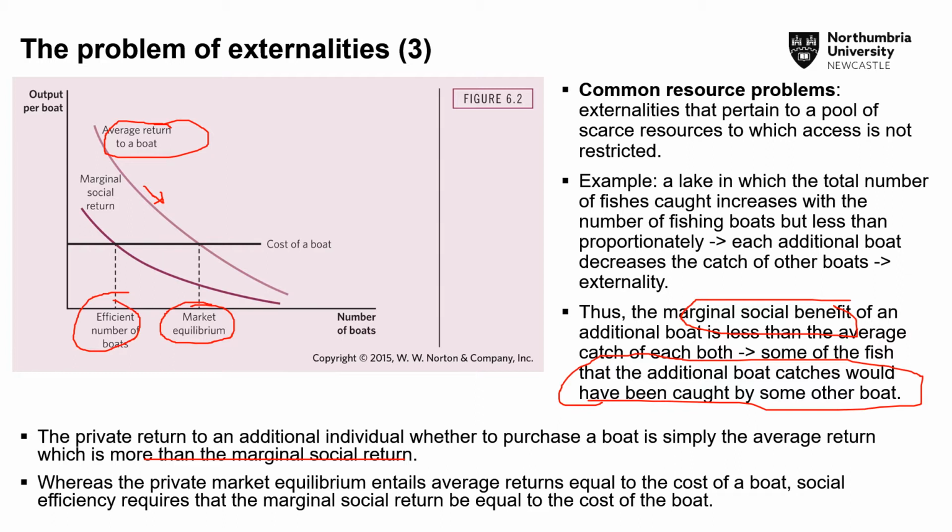So again, this presents itself as a problem. We have an externality, and that leads to too many boats fishing. Okay. In other words, what is happening is that the marginal social return is now below the cost of a boat. But instead, the quantity caught should correspond to this point.